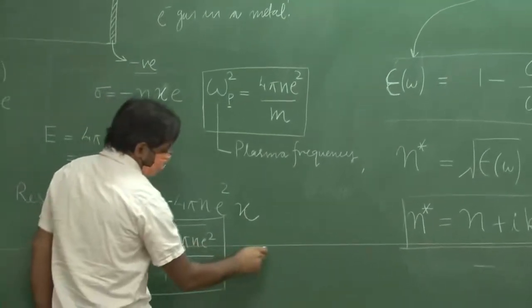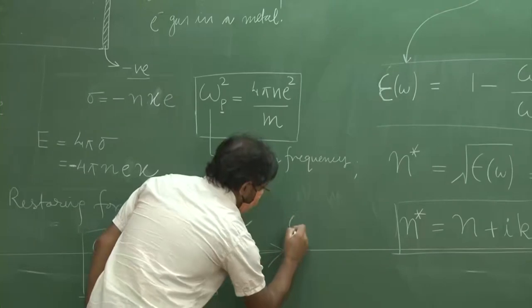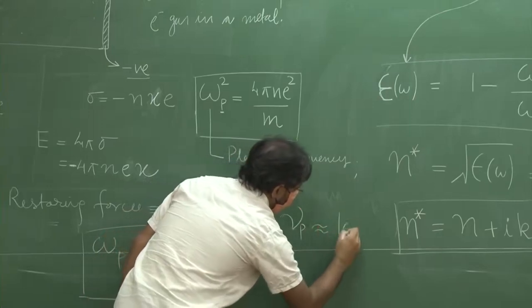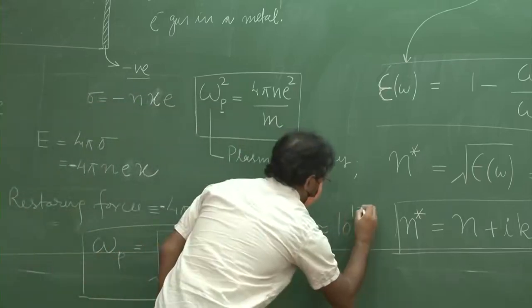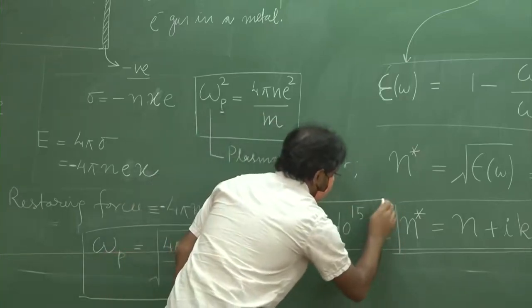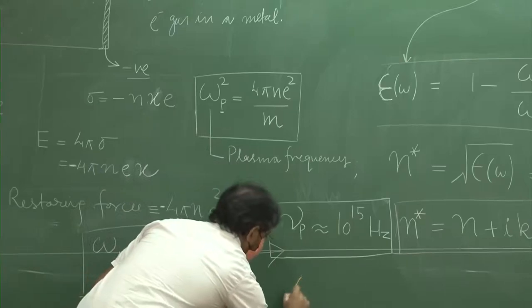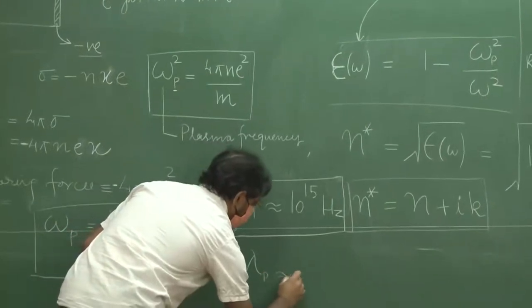So if you make an estimate of omega p for different metals, because you know n for different metals, you will see that omega p, or rather nu p, is of the order of 10 to the power, I think it is 14 to 15 hertz. Yeah. So this nu p, it's a very important point, 10 to the power 15 hertz, because we did not discuss the numbers. Numbers are very important. So this is nu p, and the corresponding lambda p, that is the wavelength of the light, will be of the order of 1000 angstroms.